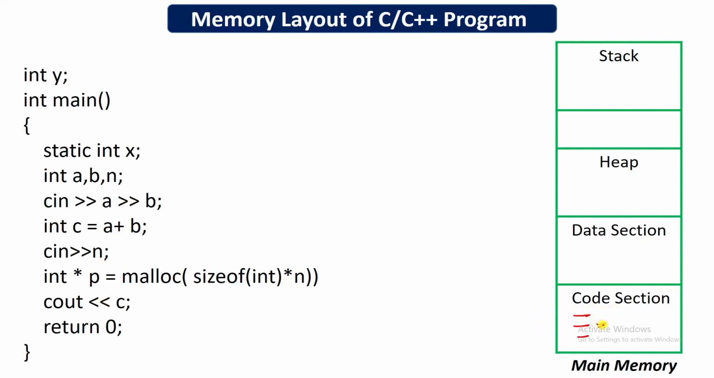Here the instruction will say, add a and b, but where will a and b be stored? They can be stored somewhere in the stack, heap, and data section. So the operands will be stored here. Let's see how. So let's start.